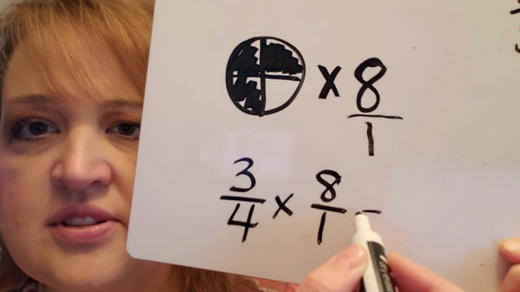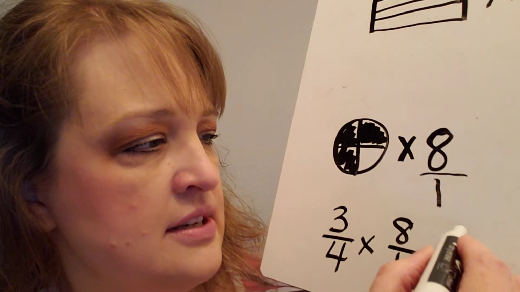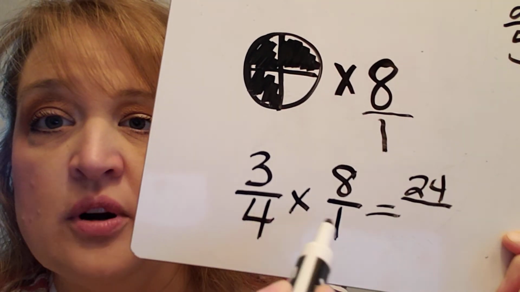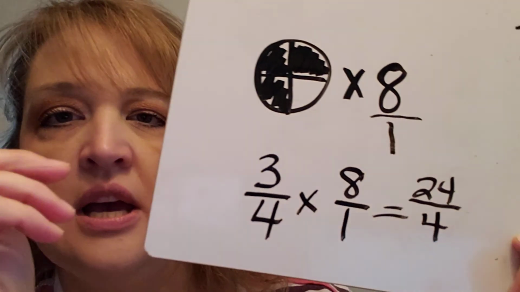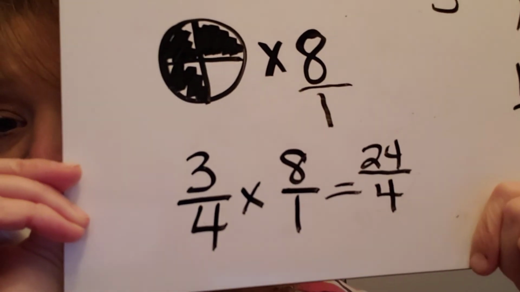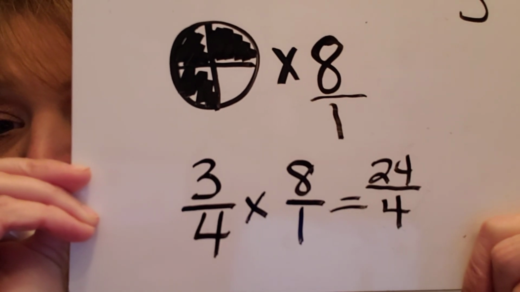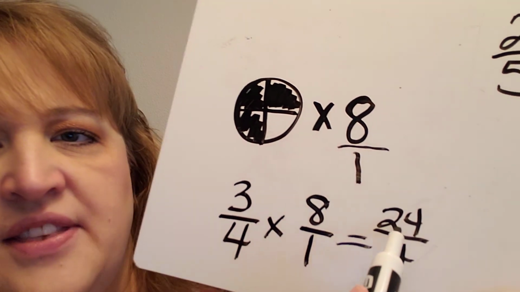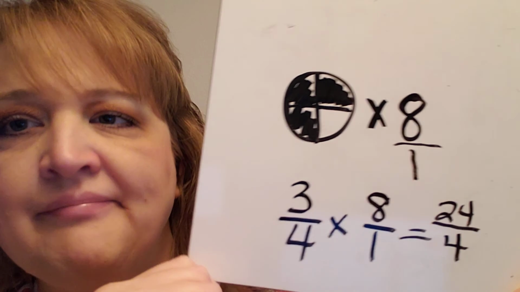Now, I'm just going to multiply. 3 times 8 is 24. And 4 times 1 is 4. So 3/4 times 8 is 24/4. Now, when I look at that fraction, I can see that the top is bigger than the bottom. All right, I'm going to teach you something about that.